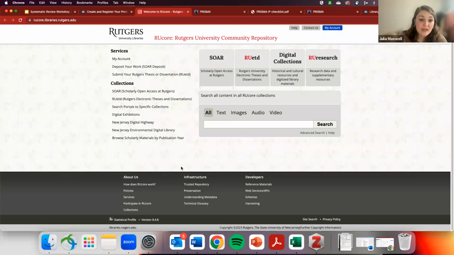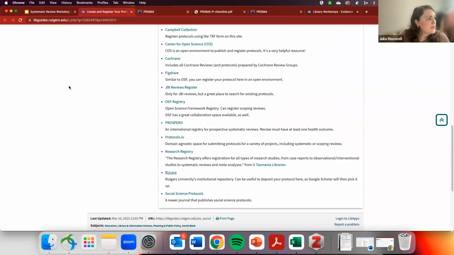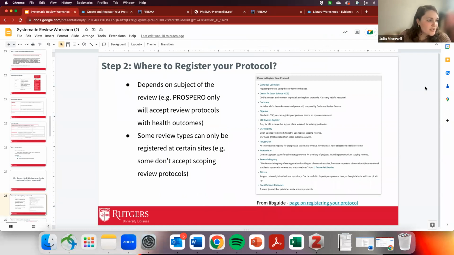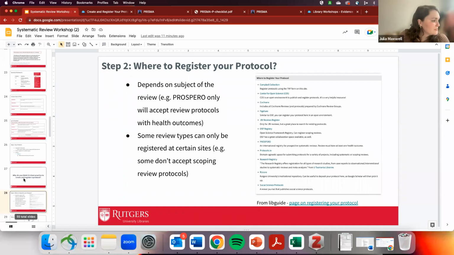So that's another way to get it out there, is to put it in RU Core. Yeah. So that's just a couple protocol places to register. But there's a huge list on there, and a little description under each one. So whatever your team decides is the best route to go, you can find different things on there as well.